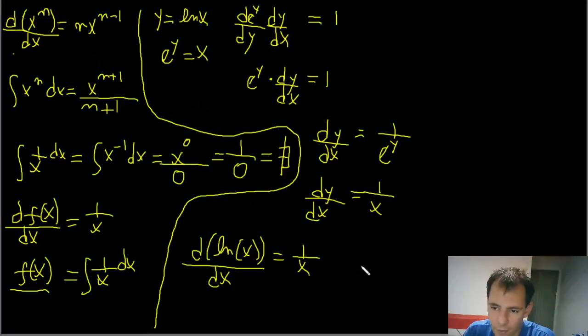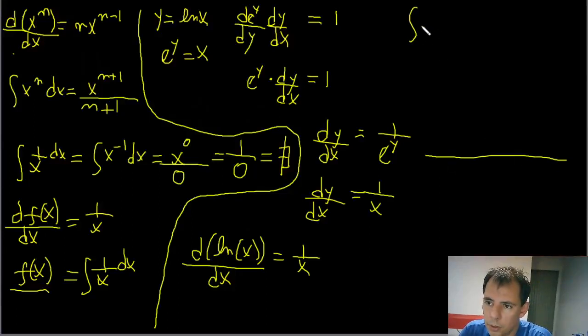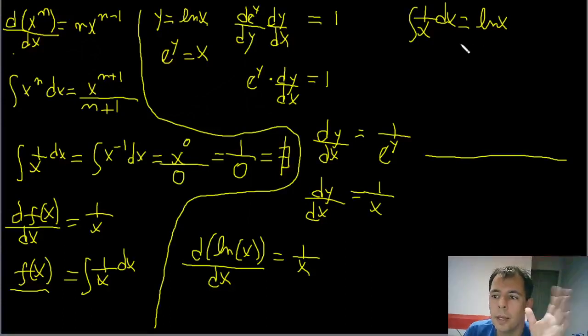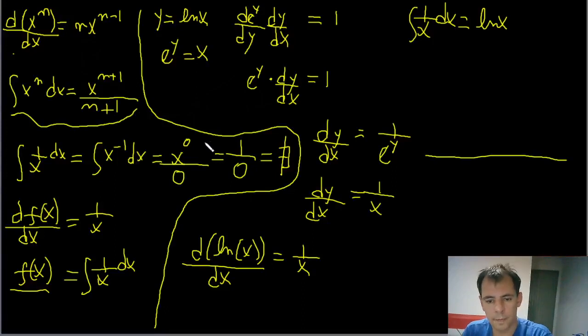Therefore, the integral of, well, the problem is that I'm running out of space here. I'm going to do it here. The integral of 1 over x with respect to x equals ln of x. Of course, everybody's going to say plus c, but you don't have to worry about that now. It's just ln of x. And there you go. So we found the integral of 1 over x, that's ln of x, without going through this process here. All right? That's it.